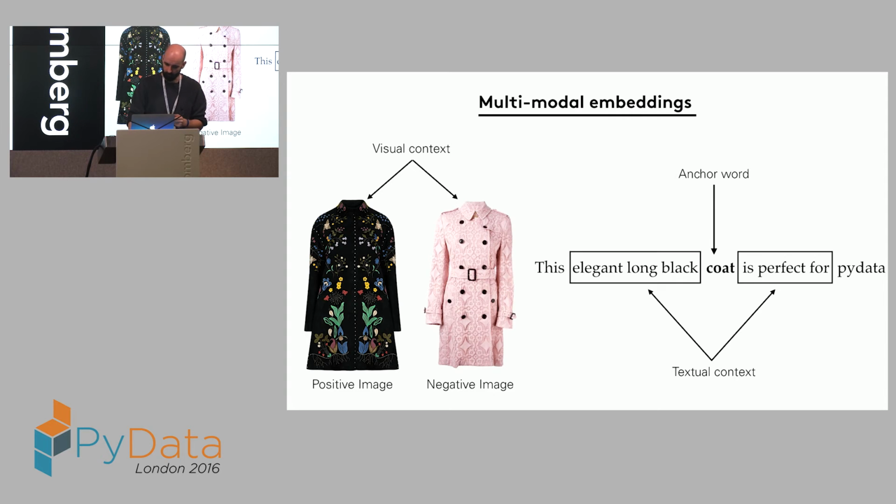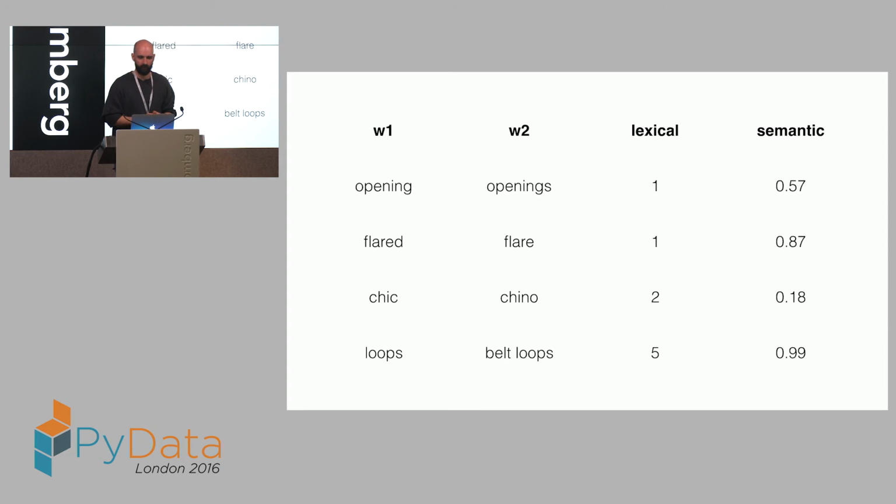So let me show you what happens with the word2vec. Here's a few word pairs. When I say lexical distance here, I mean edit distance, how far away the words are in terms of their characters. And by semantic difference, I mean the cosine distance in the representation space we've just learned. So a couple of interesting things: flared and flare. They're very close in their word form, and very close in their meaning. That makes sense.